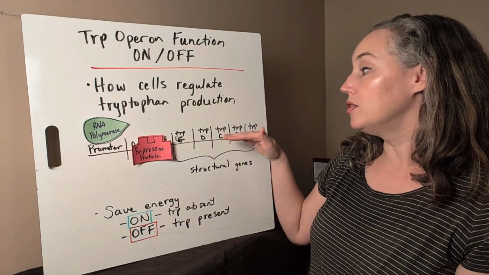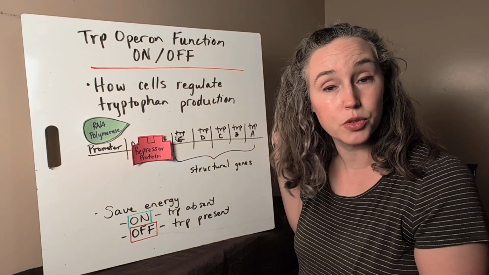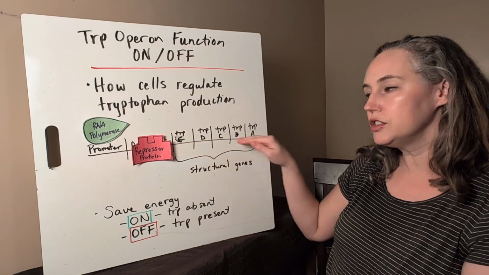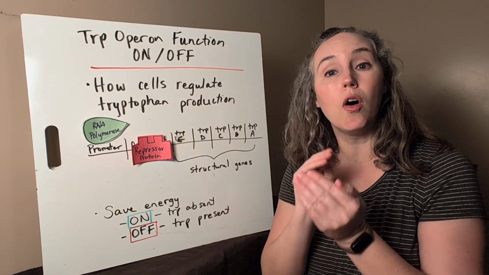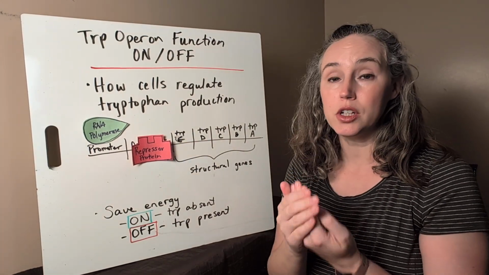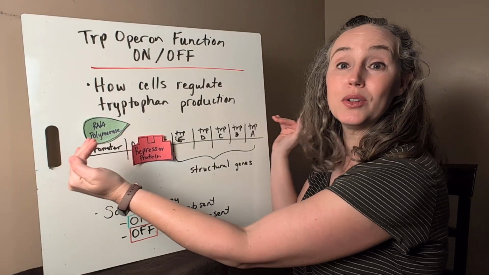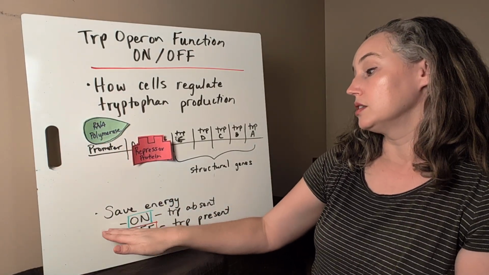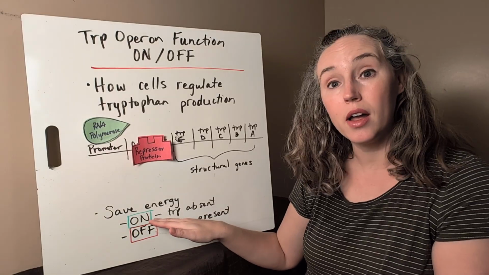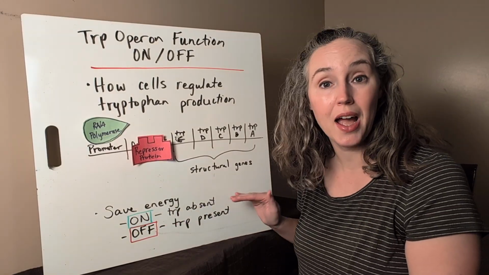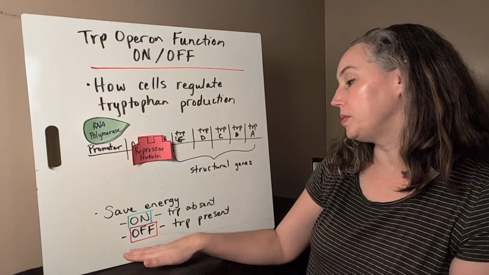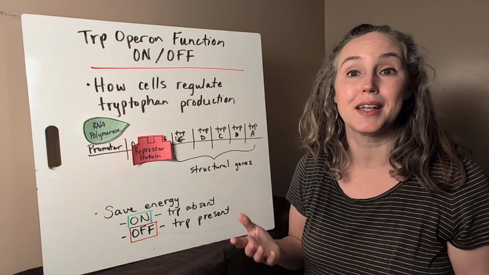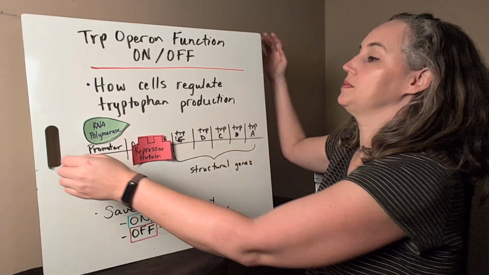The goal of all operons, including the Trp Operon, is to save the cell energy. So all these genes produce polypeptides that are all part of the same process, and so it has condensed them into an operon to save energy. So it will be turned on when tryptophan is absent in the gut, and then it will be turned off when tryptophan is present in the gut. Because if it's present, they don't need to be making it.